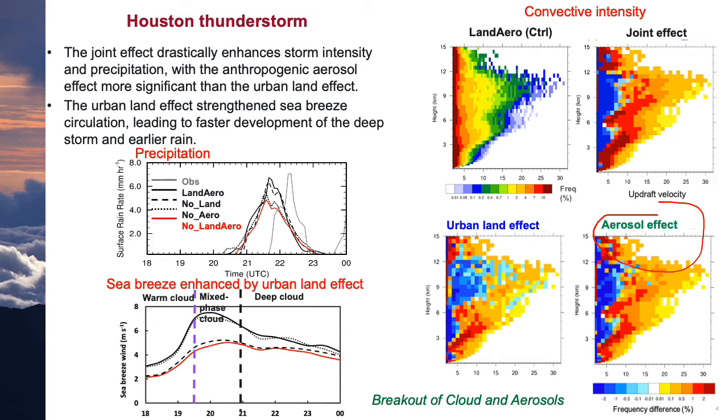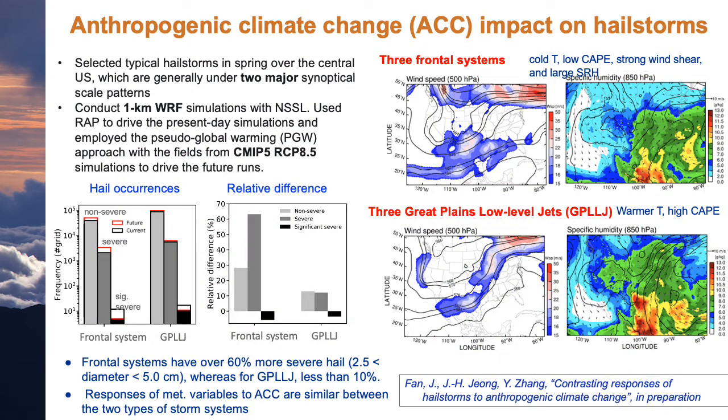We do find that the Houston urban land effect changes the sea breeze and enhances the sea breeze circulation, which enhances the storm development from the warm phase to mixed phase clouds. So as you can see here, the anthropogenic effect on the hailstones.